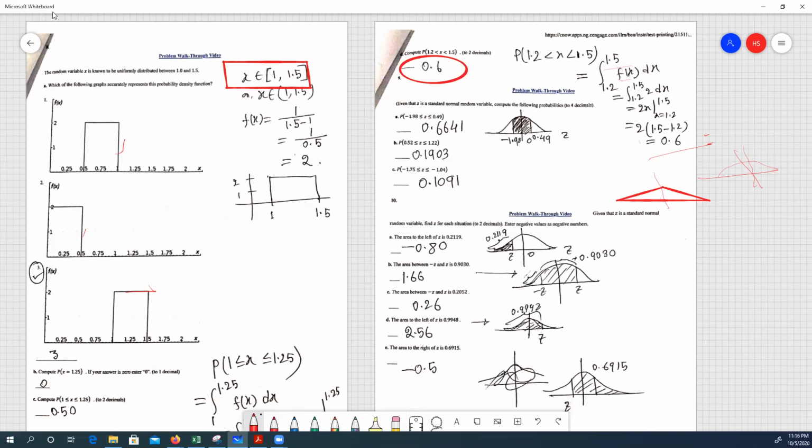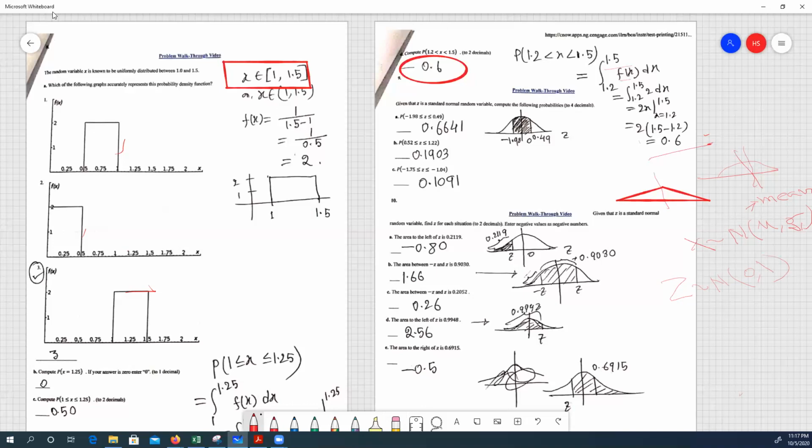For normal distribution, if X is normally distributed, it is denoted by normal mu sigma, where mu is the mean and sigma is the standard deviation. For normal distribution, the mean could be any number and sigma could also be any number. But for standard normal distribution, which is denoted by Z, the mean should always be 0 and the standard deviation is 1.